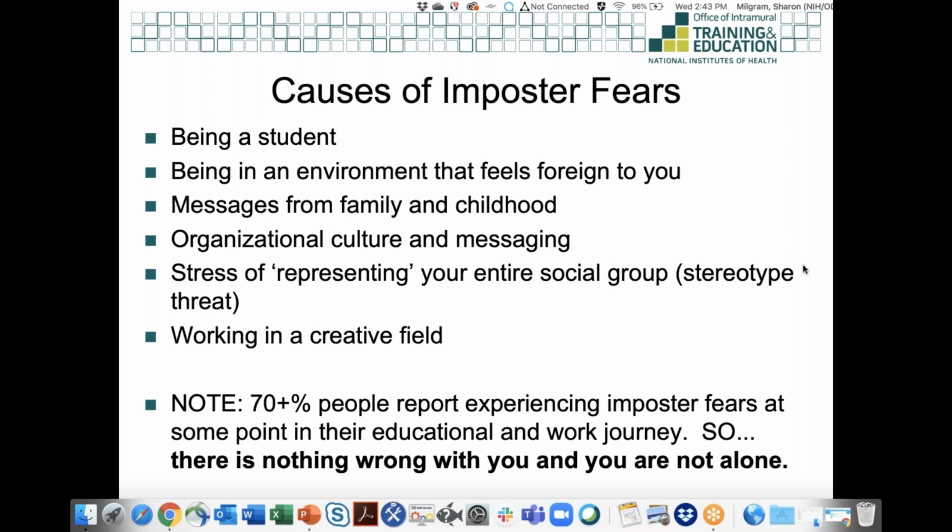Now, as you could tell from the really unscientific poll we did, lots of people experience imposter fears. And the data from Dr. Clance and others suggest that 70% or more of all people have reported experiencing imposter fears at some point in their educational and work journey. So I think that I want to stress two things. There is nothing wrong with you, and you're not alone. And I think those are two really important things.